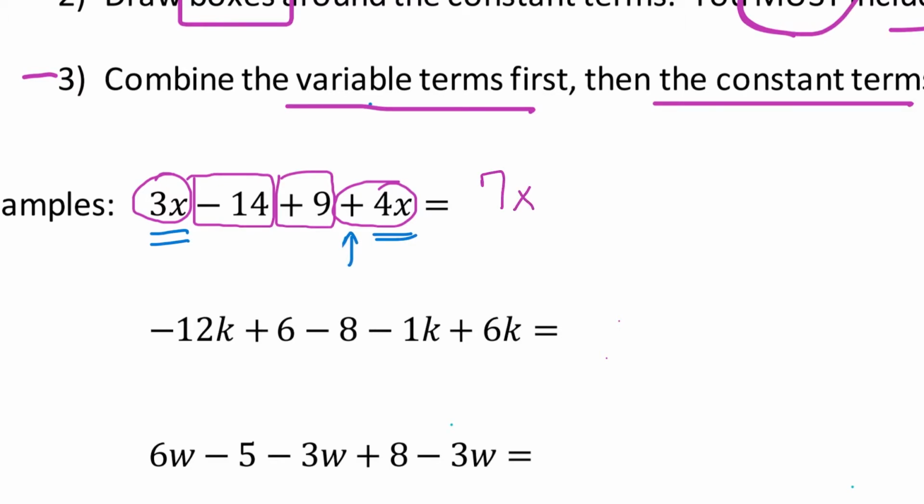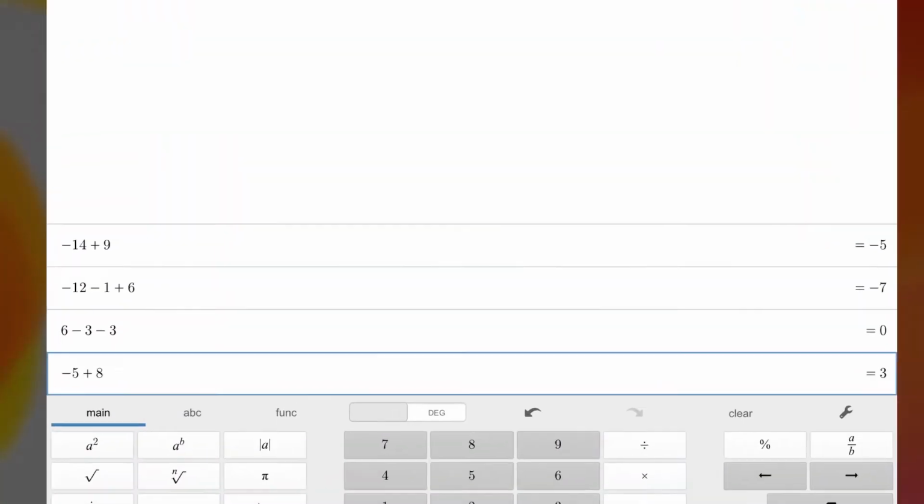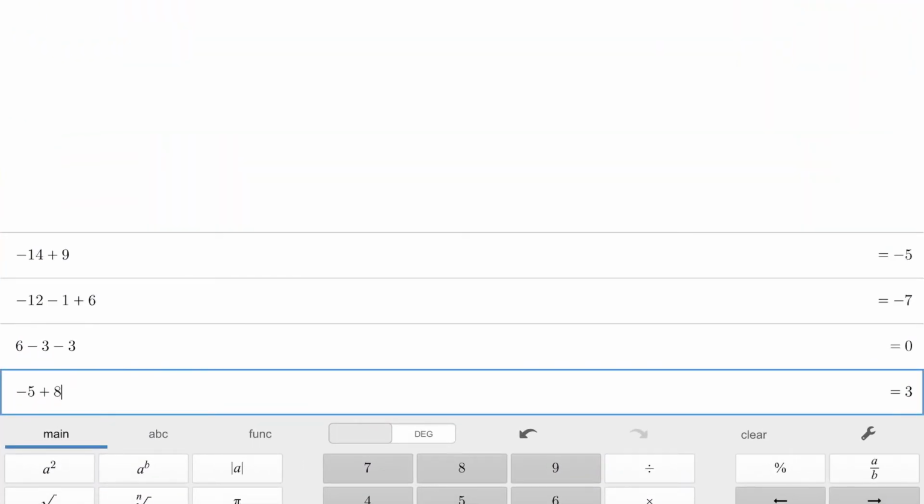Then I look at my constants. Negative 14 plus 9. All right, well, let's say that I'm not so great about negative 14 plus 9. I'm not too good at the negatives. I'm going to use the Desmos calculator. And you can see on my top row here, negative 14 plus 9 is negative 5.